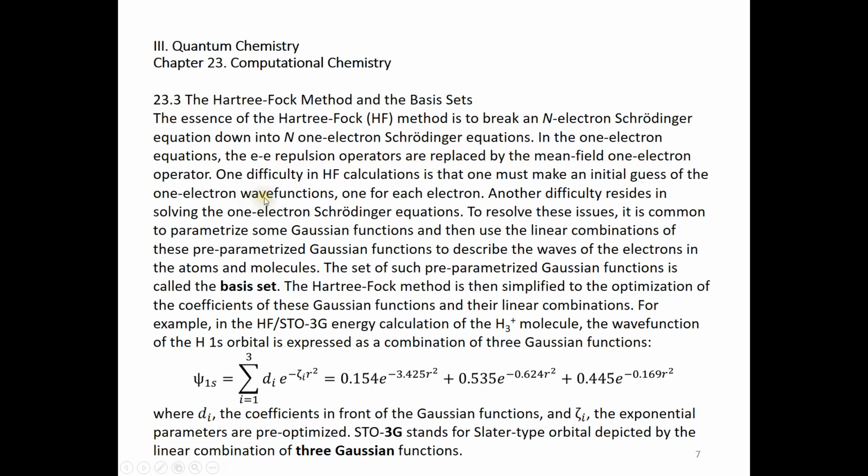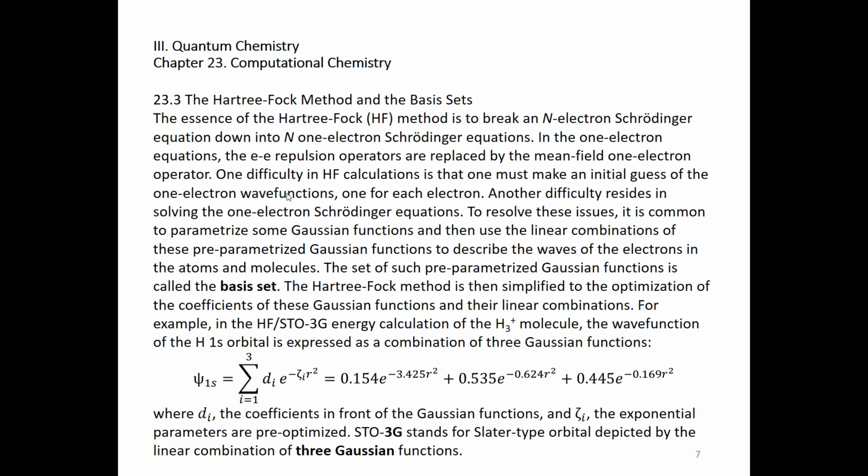One difficulty in the Hartree-Fock calculations is that one must make an initial guess of those one-electron wave functions, one for each electron, to start with. Another difficulty resides in solving these one-electron Schrodinger equations.